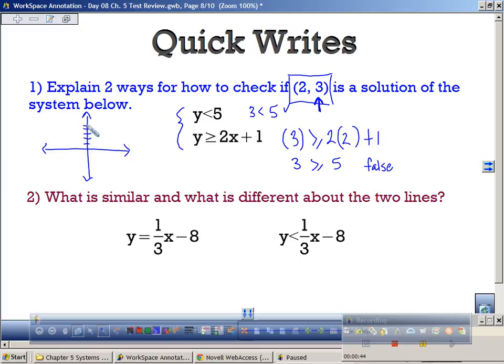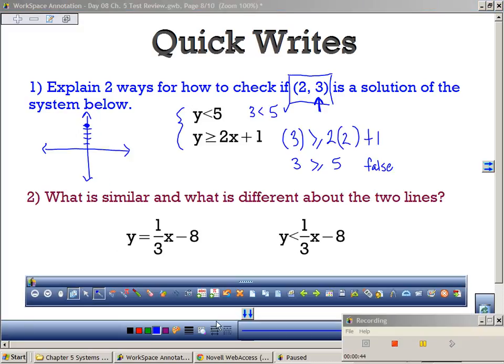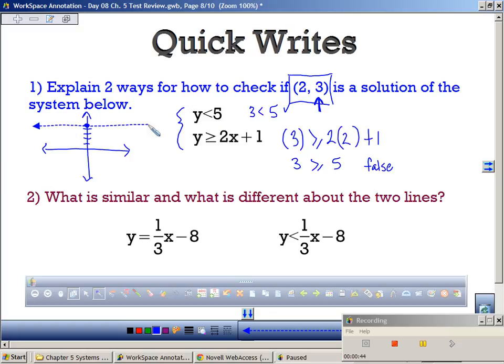1, 2, 3, 4, 5. So I'm going to plot on 5. Is it going to be a horizontal line or a vertical line? It's going to be a horizontal line. Is it going to be dashed or solid? Dashed. Why? Because it's less than, not less than or equal to. Uh-oh, I didn't use a straight line. That's okay. We're just doing a rough sketch.